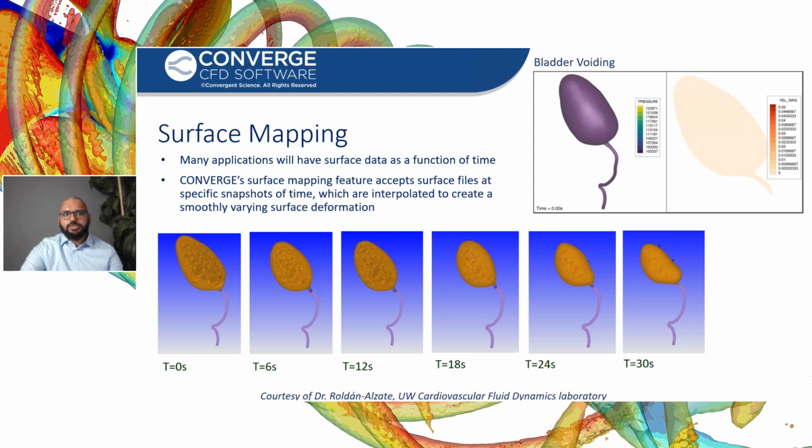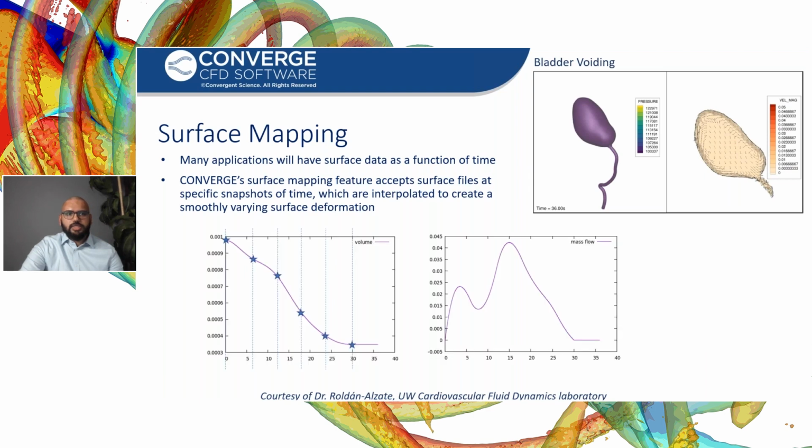The answer is yes. So we added a new surface mapping feature which does this. It accepts surface files at specific snapshots of time, and they are interpolated to create a smoothly varying surface deformation. So this is an example of a blade avoiding simulation. You have these surfaces generated from imaging at particular times, and then we want to do the full blade avoiding simulation. So these are the surfaces we have from the imaging.